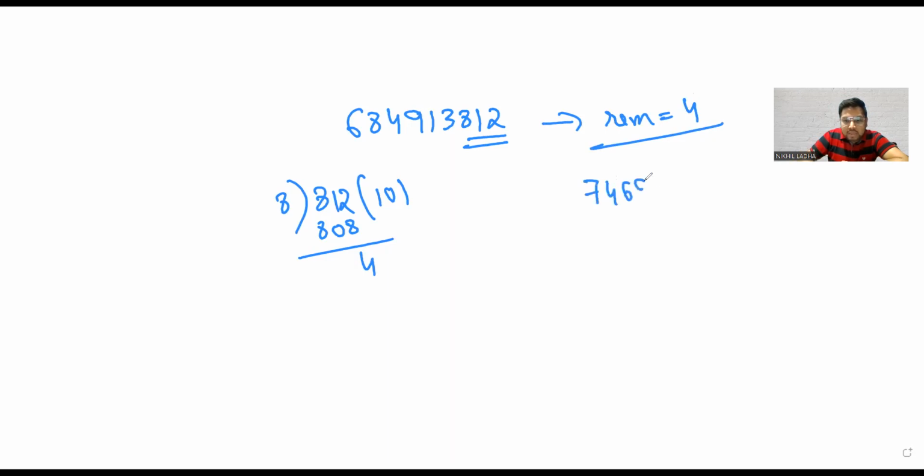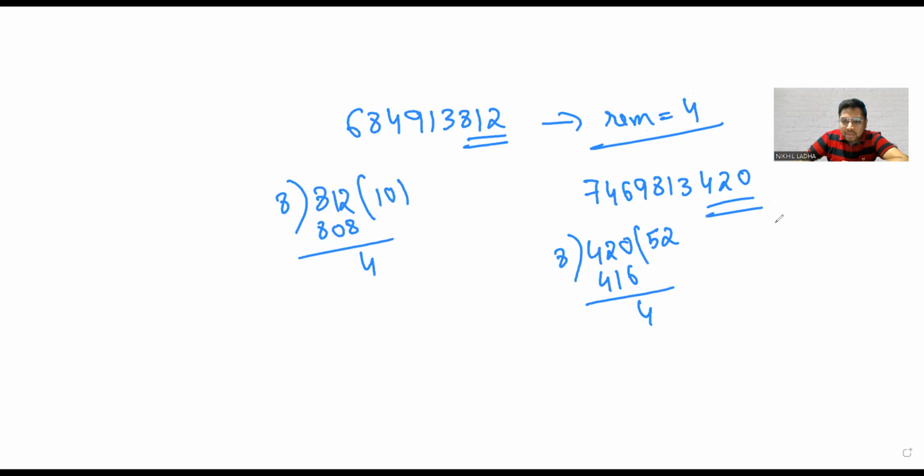7, 4, 6, 9, 8, 1, 3, 4, 2, 0. We will simply be dividing the last 3 digits, 420, by 8. We will be getting 416, and the quotient will be coming as 52. So we're going to get the remainder as 4. Again, when this number is getting divided by 8, the remainder will directly be coming as 4.